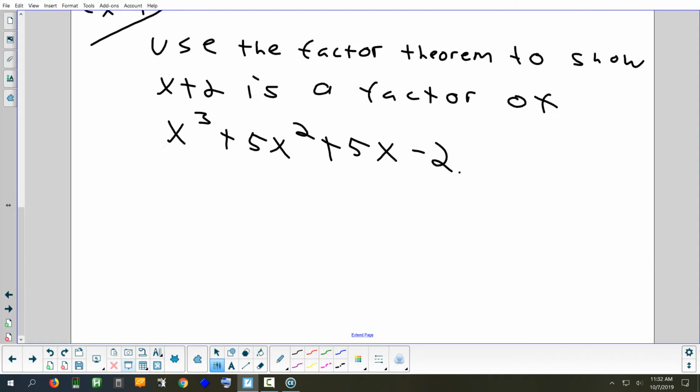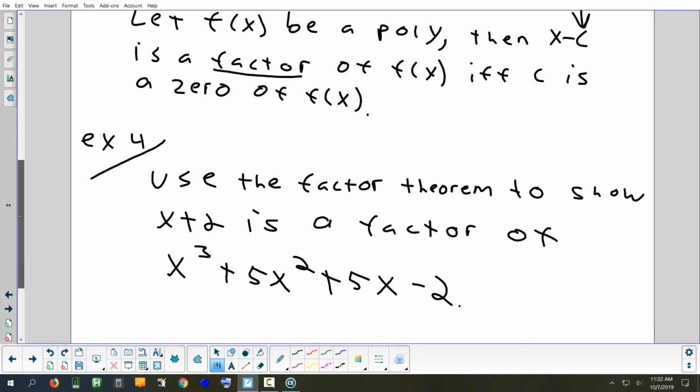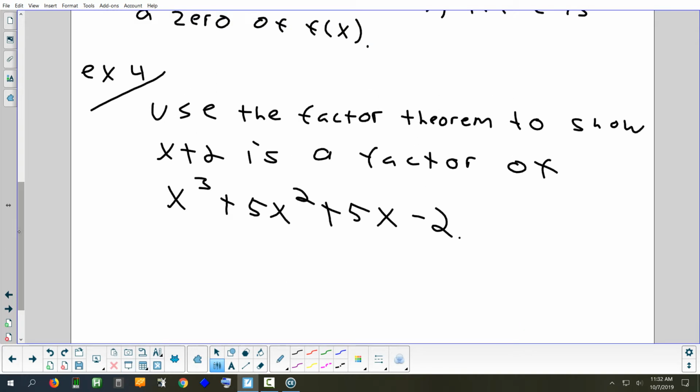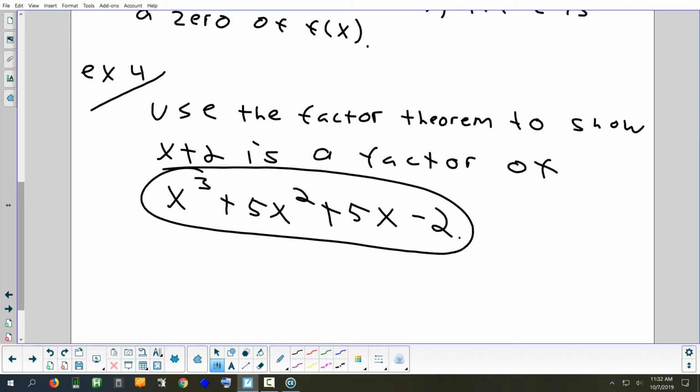All right. So, what am I going to plug in for x in that formula? -2. Remember, you're thinking of it like this. Whatever comes after the x minus, that's what you're plugging in. Okay, let's see what happens.